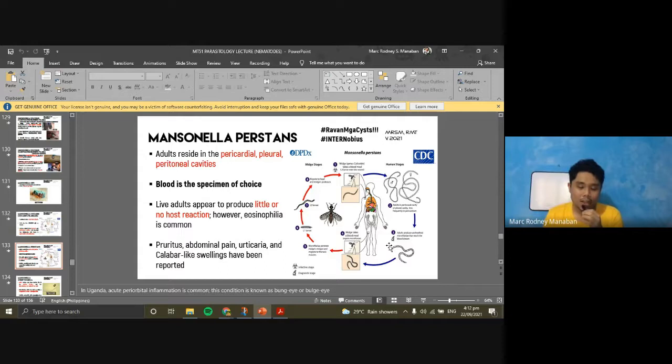Quite rare only. Now, in Uganda, please take note, dears: acute periorbital inflammation, meaning swelling of the eye, in Uganda, caused by Mansonella perstans. This is known as the bulge eye or bang-eye. So please take note, this is in Uganda, very specific to the area. Uganda: bang-eye or bulge eye, periorbital inflammation of Mansonella perstans.